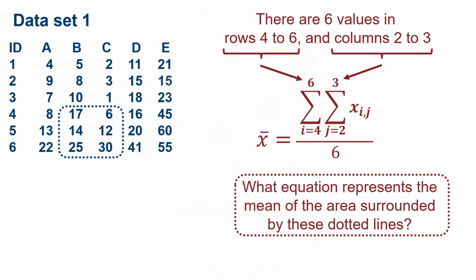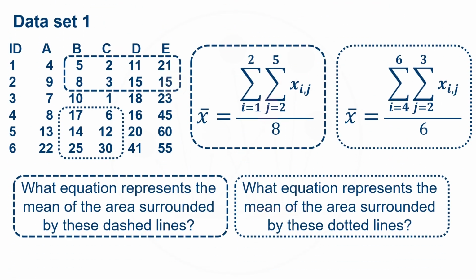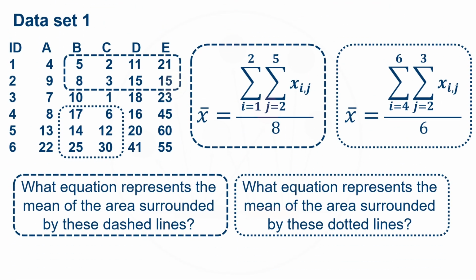For the area shown by the dotted line, there are 6 values. We're looking at rows 4, 5, and 6, and columns 2 and 3. So we can have the double summation, i going from 4 to 6, and then j going from 2 to 3, and then the subscripts will be x sub i, comma, j. Add all those values up and then divide by 6, because there are 6 values, to get the mean. And this slide again shows a summary of the double summations that would calculate the means of each of those regions.